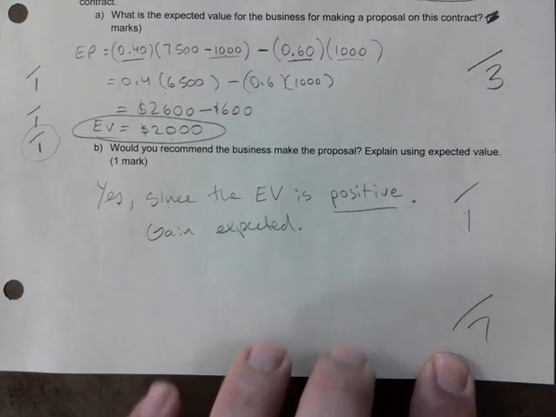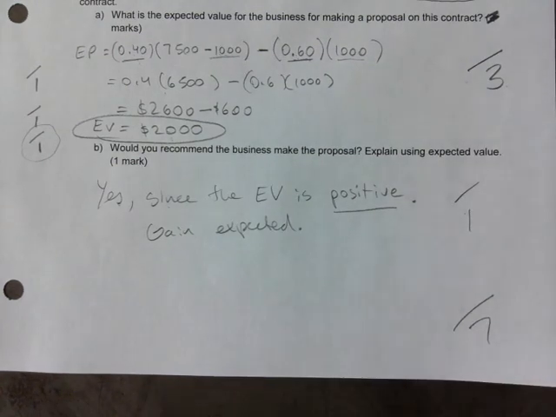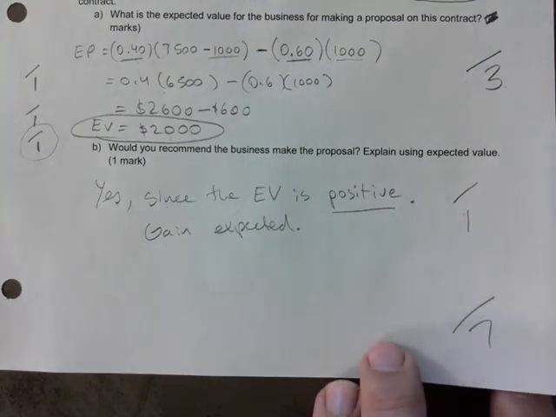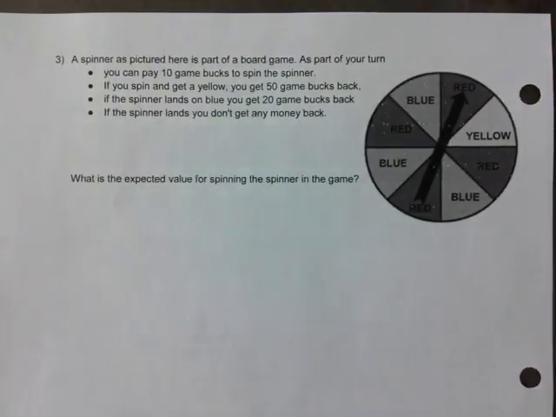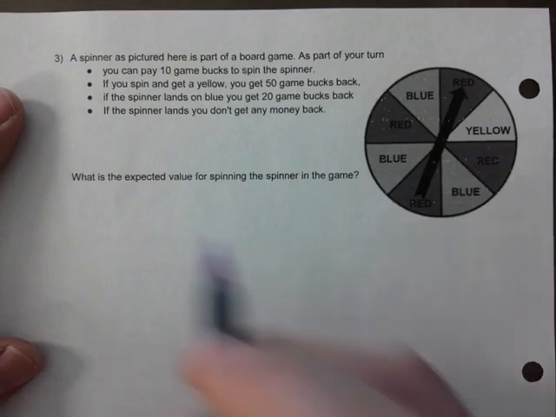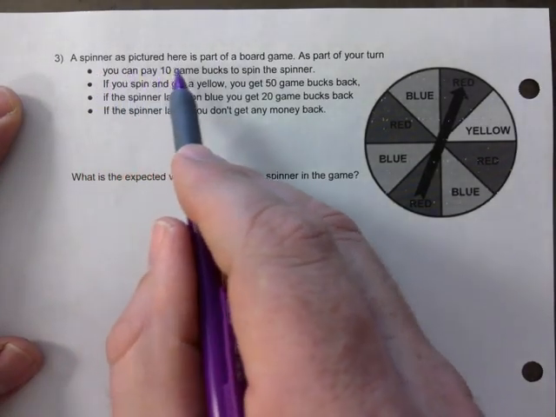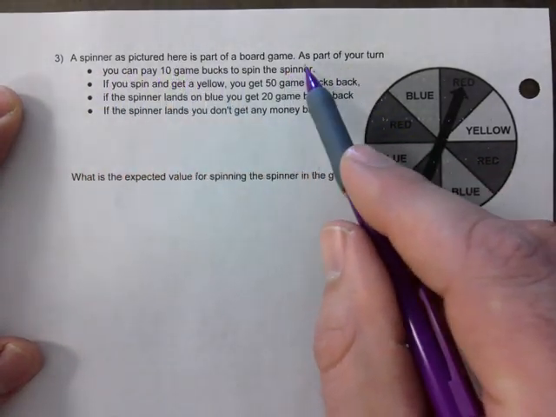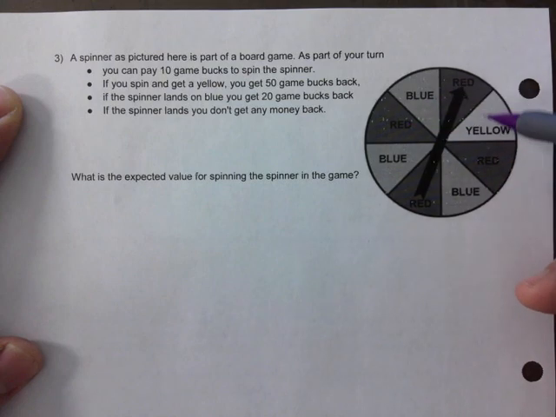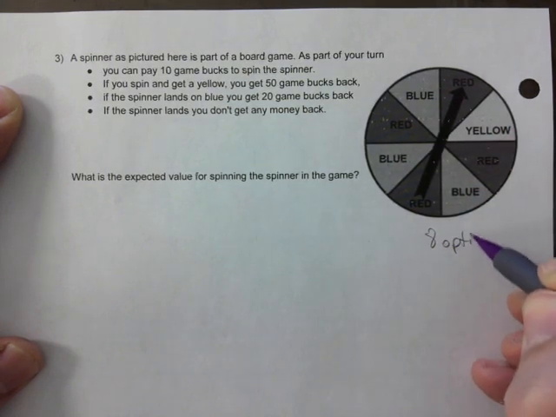7 for this page. And the back is another expected value with more options to win. Okay? You can be guaranteed that there'll be one expected value on the test, right? So here it goes. The spinner is pictured on the board game. So there's 1, 2, 3, 4, 5, 6, 7, 8 options, right? That's important to note.